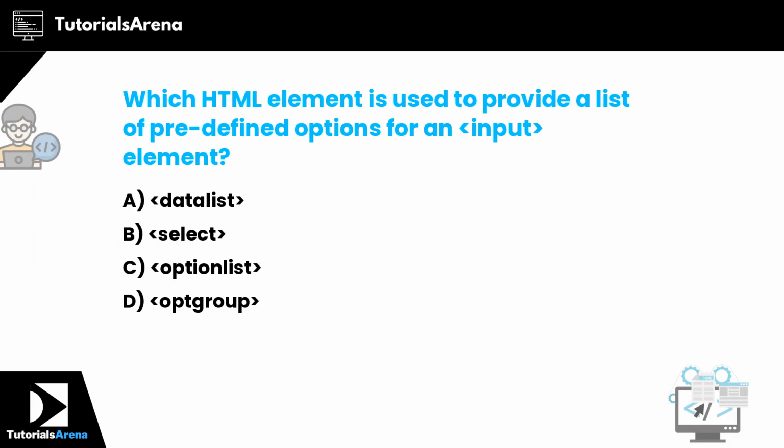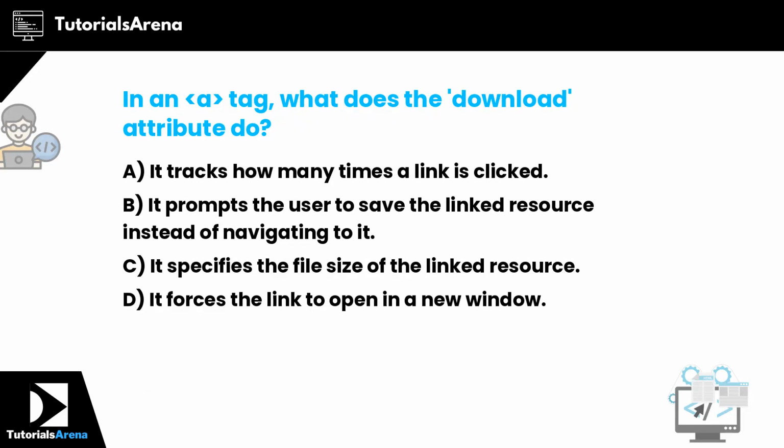Which HTML element is used to provide a list of predefined options for an input element? The correct answer is option A, datalist. In an A tag, what does the download attribute do? The correct answer is option B. It prompts the user to save the linked resource instead of navigating to it.